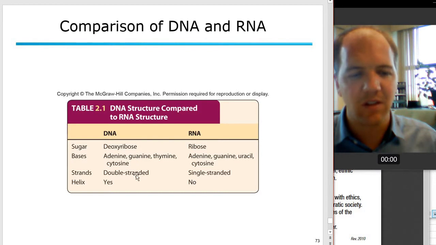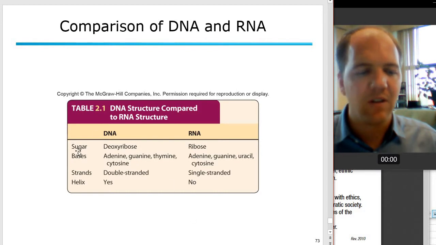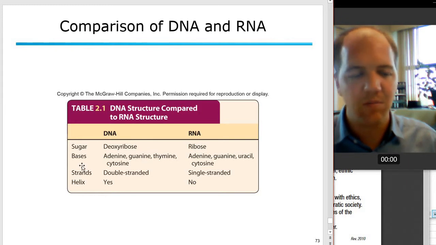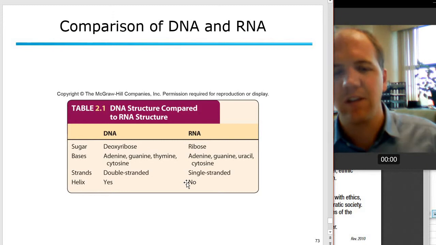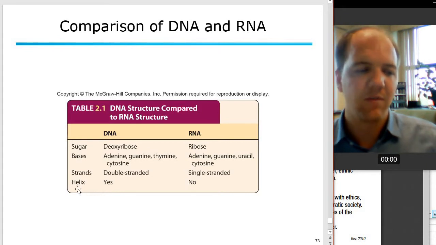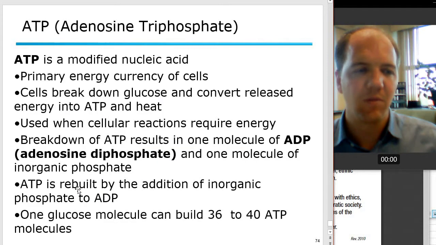We don't get into these a lot in this class, but the sugar in DNA is deoxyribose, in RNA it's ribose. The bases are A, G, C, and T in DNA. The RNA are the same, except you have uracil instead of thymine. DNA is double-stranded, RNA is single-stranded, and RNA doesn't show up as a double helix, as a ladder, it's just a single strand. And then their jobs, of course, are different. So that's the purpose of DNA and RNA.